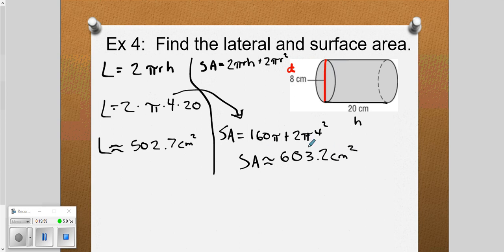And just like prisms, cylinders, the surface area must be larger than the lateral area because it includes more of the object. So always make sure that they're larger. Sometimes it won't be a big difference, but it needs to be bigger by at least some factor. And that is lesson 12-2.